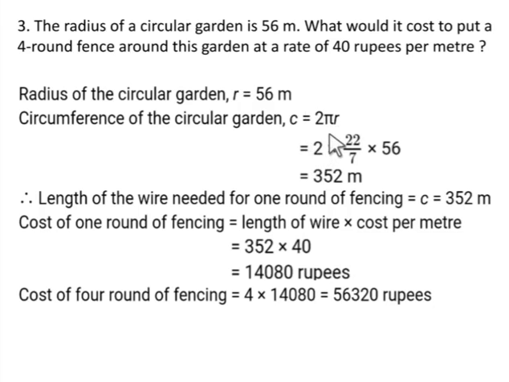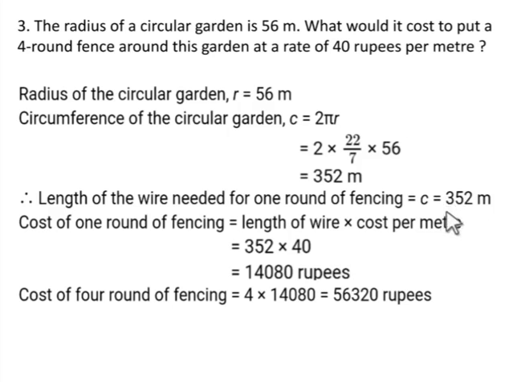So here 2 will remain as it is, write the value of pi and write the value of radius. So here you know that 56 is 7 8s are. So you will get 8 in place of 56 and 7 will get cancelled. So on multiplying 2 with 22 and 8, you will get 352 meters. So this is the length of wire needed for one round of fencing. That is the circumference of circular garden.